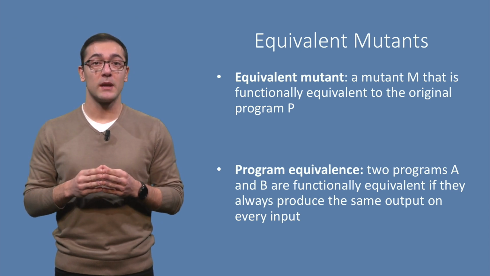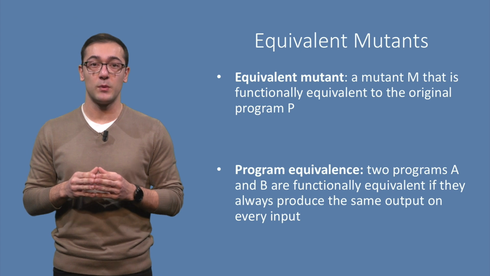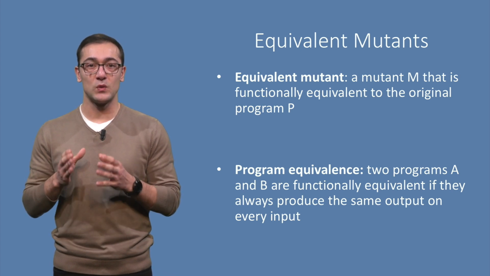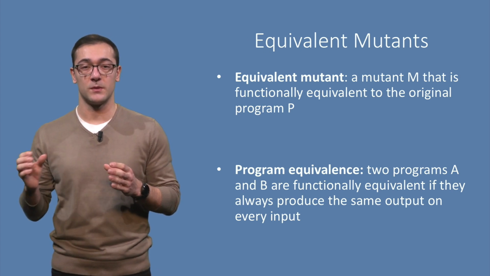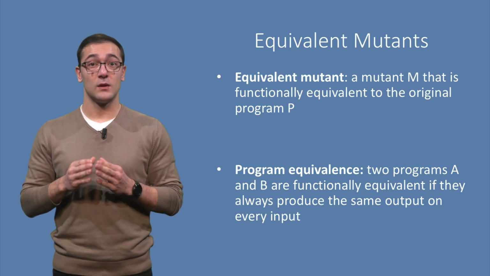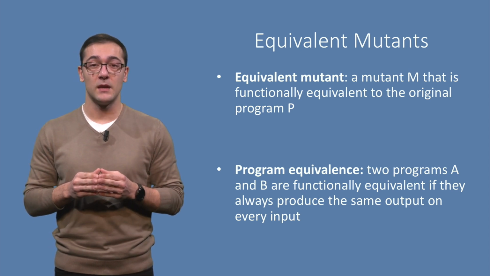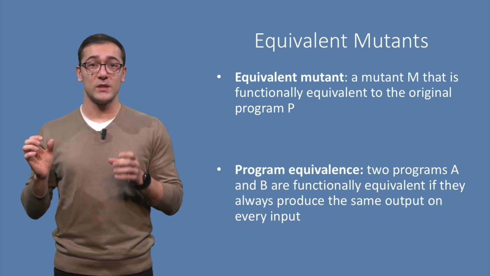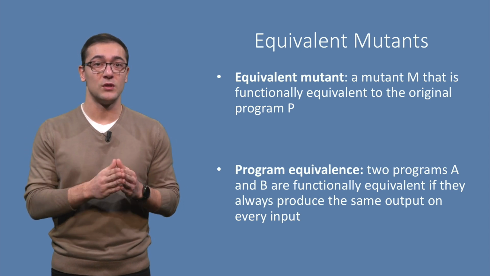Remember, two programs A and B are functionally equivalent if they always produce the same output on every input. In our context, whatever test case we write, the equivalent mutants will always return the same output as the original program.